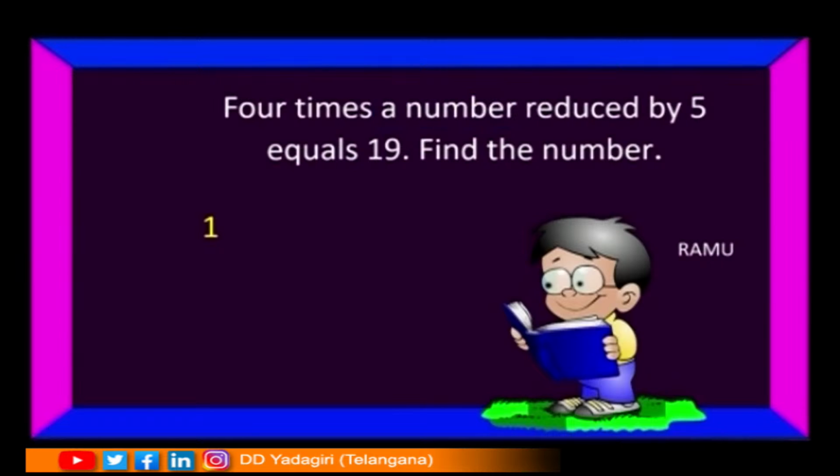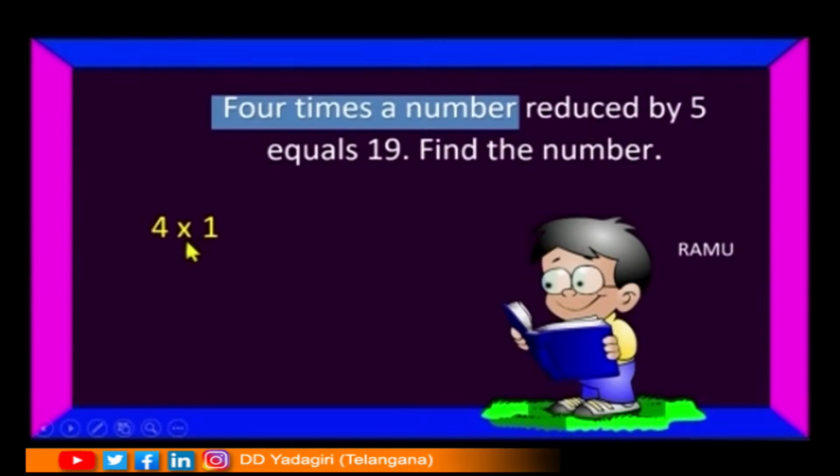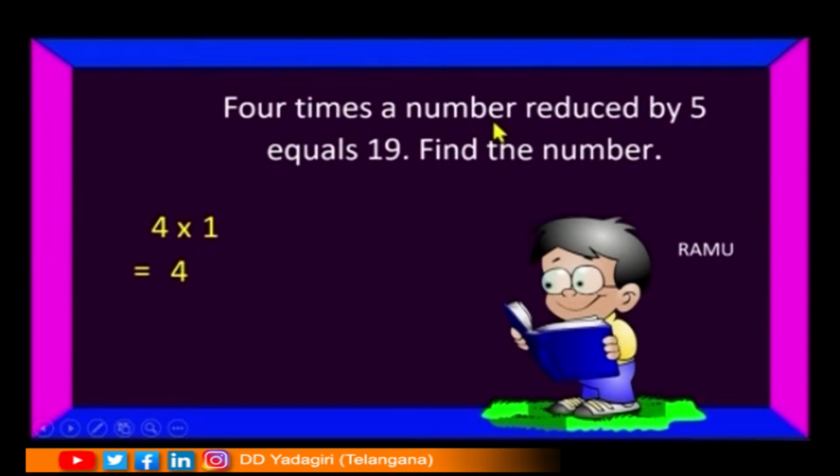It is given in the question, 4 times a number. What is the meaning of 4 times? This number should be multiplied with 4. Thus, 4 into 1 is 4. Then what is given in the question? The result should be reduced by 5. Reduced means subtracting. 5 should be subtracted from 4 and this gives minus 1. But in the question, the final answer should be 19. He got minus 1. So, Ramu's guess has gone wrong.